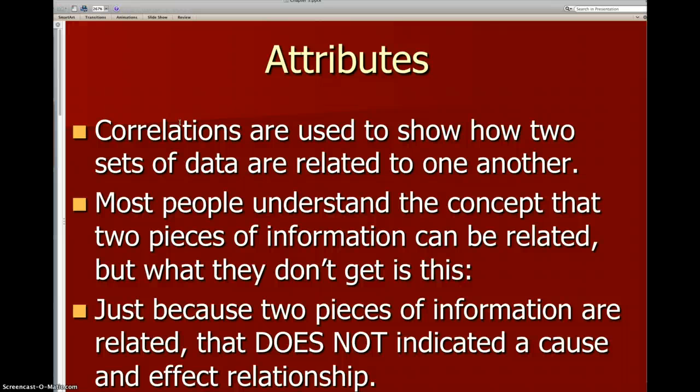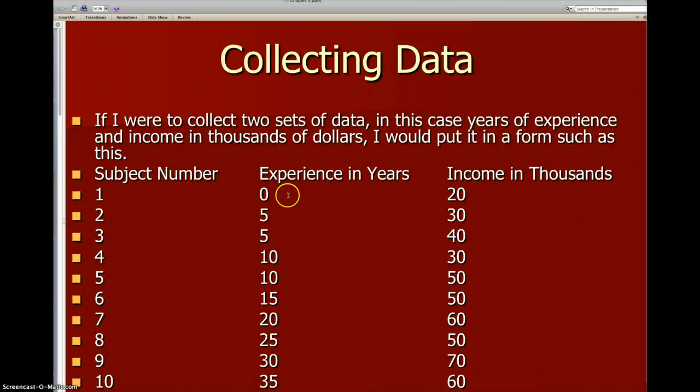Just because these two pieces of information are related, though, that does not mean that one has any cause or effect relationship on the other. So just as an example, if I were to collect two sets of data in terms of the number of years of experience that somebody has and how much money they make in terms of thousands of dollars per year, I could put it in a format that looks like this.